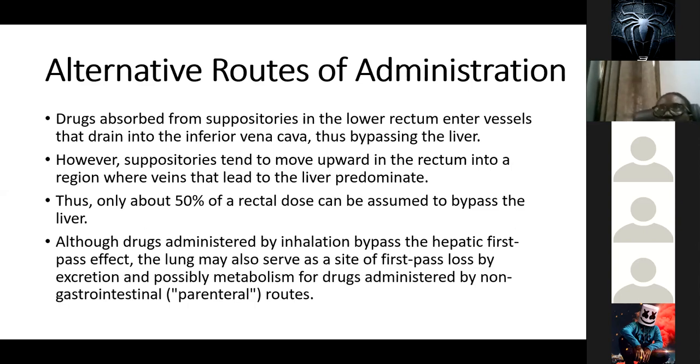If you take inhalation routes, the inhalation route also goes through first pass elimination, because there's loss or excretion of the medication, like the way the liver does with the first pass metabolism.